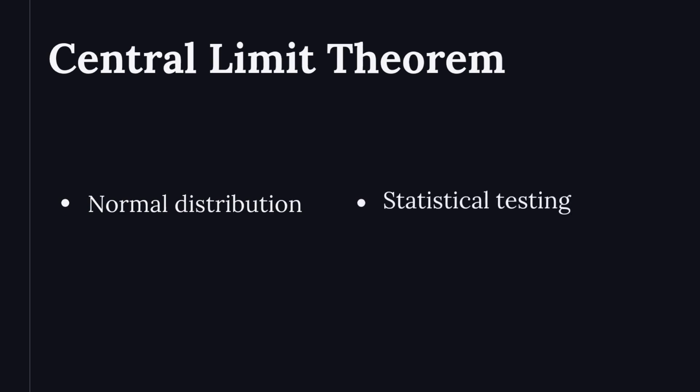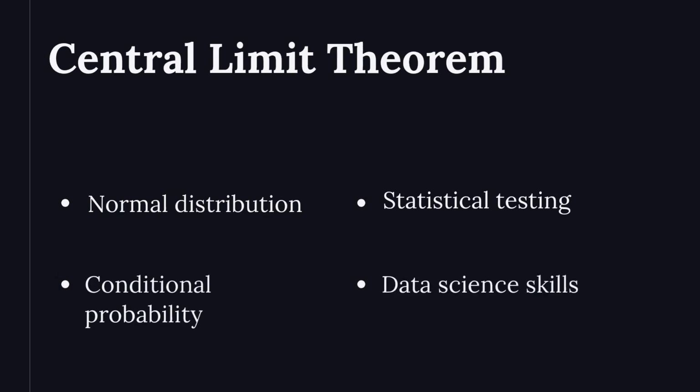The central limit theorem states sample means form a normal distribution. It is vital for statistical testing and data analysis. Bayes' theorem is used for conditional probability. Applications include prediction and classification. Mastery of these theorems enhances your data science skills.